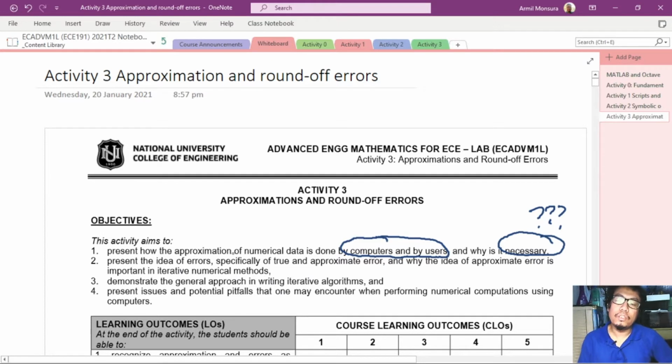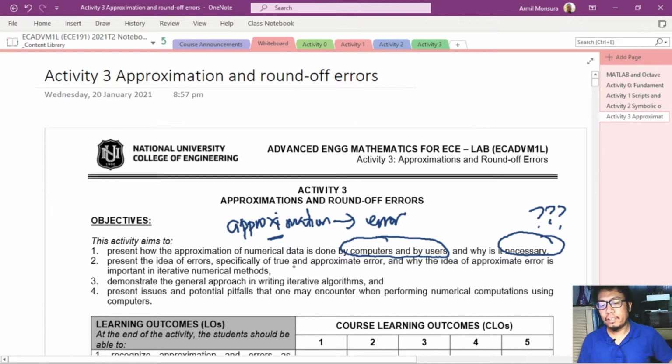Second thing is that this activity would present the idea of errors. Basically, approximation when used in your data would lead to error. And again, error would seem bad, just as our thinking at first about approximation. But as approximation is necessary, error is inherent. There will really be error in our numerical computations when we use computers to do that.